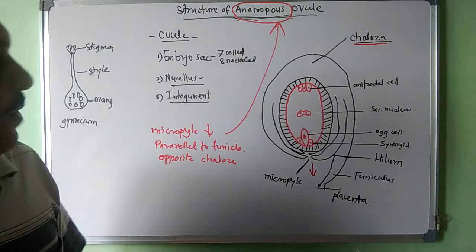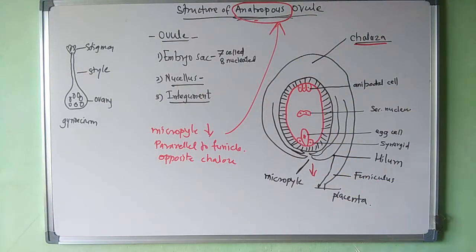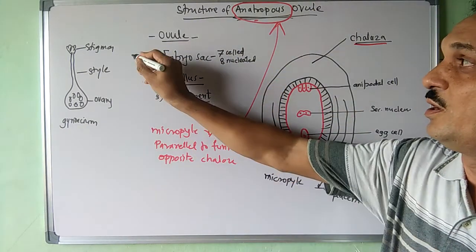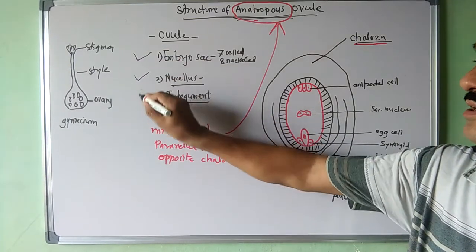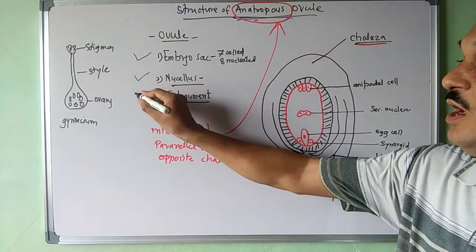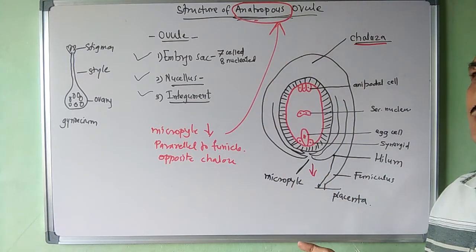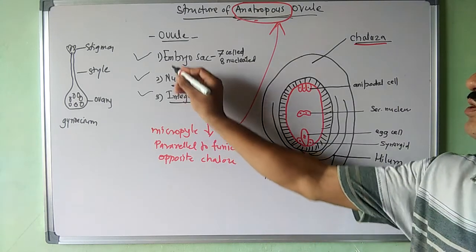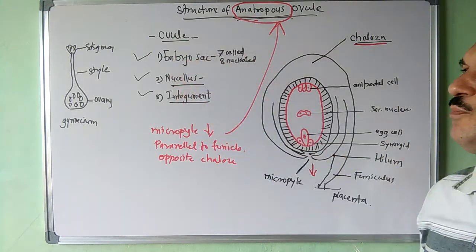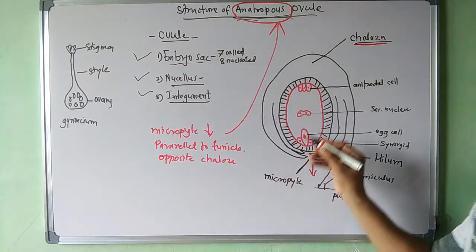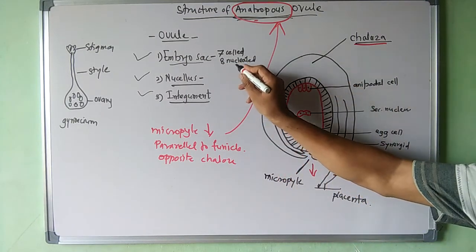So to remind you, there are many labels in an ovule, but don't fear, just remember these three things. The ovule is made up of the embryo sac, the nucellus, a central parenchymal tissue, and the integument. The integument is the covering of the ovule, for protection. These three parts are important. First, the embryo sac has 7 cells and 8 nuclei.